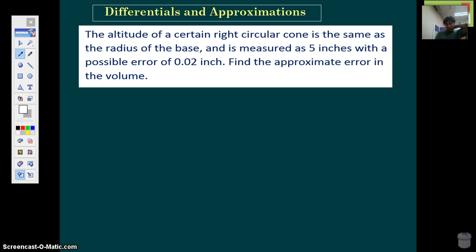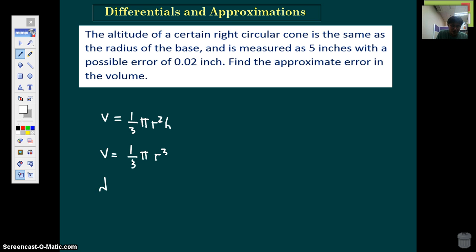Now moving on. The altitude of a certain right circular cone is the same as the radius of the base, and is measured as 5 inches with a possible error of 0.02 of an inch. Find the approximate error in the volume. The volume of a right circular cone is 1/3 pi r squared times the altitude h. Since it's given in the problem that the altitude is the same as the radius of the base, the volume will be given by 1/3 pi r cubed.